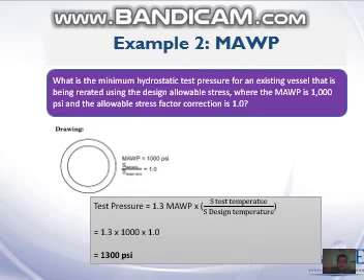Example 2. What is the minimum hydrostatic test pressure for an existing vessel that is being re-rated using the design allowable stress, where the MAWP is 1000 psi and the allowable stress factor correction is 1.0? Test pressure equals 1.3 MAWP times S test temperature over S design temperature, equals 1.3 times 1000 times 1.0, equals 1300 psi.